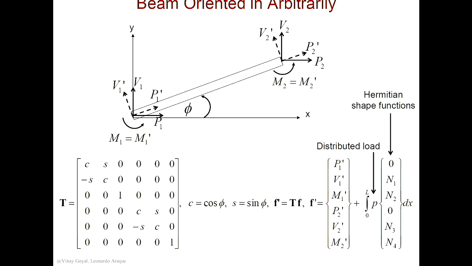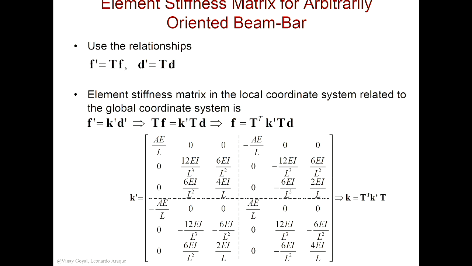We're good? Okay, so now I'll use these relationships. I know that f prime equals T f. I know d prime equals T d. I also know that f prime equals k prime d prime, and this k prime I know. This k prime is the one I gave you earlier, this big one here. So all I have to do is for f prime, I substitute T f. You can see it there. For d prime, I substitute T d. That's there. I want to solve for f.